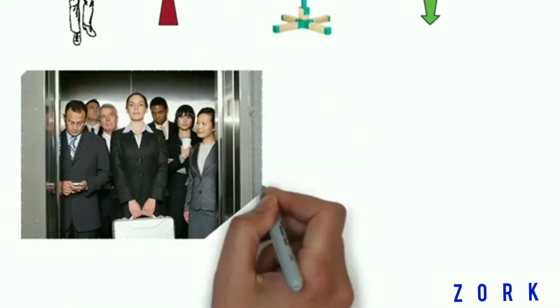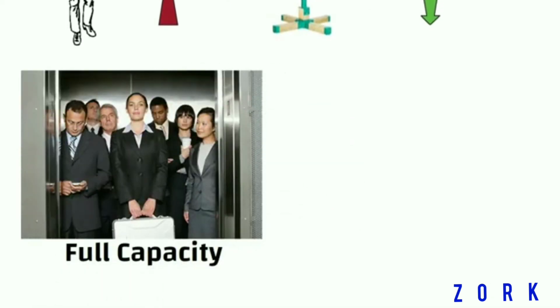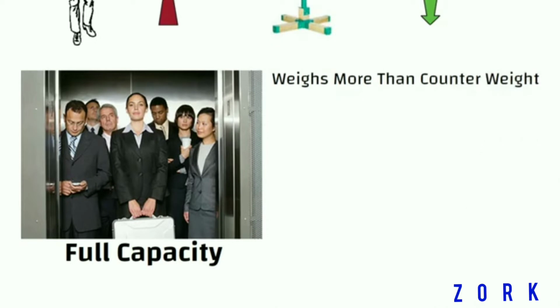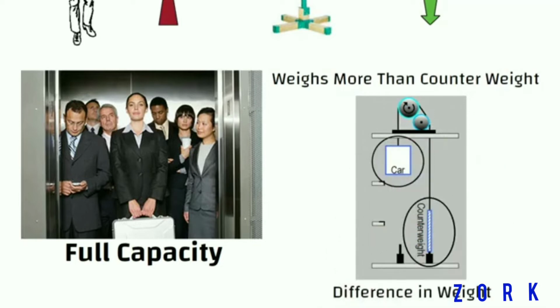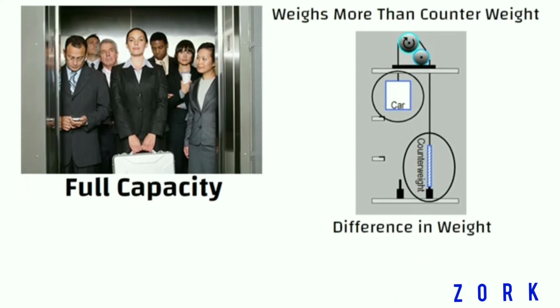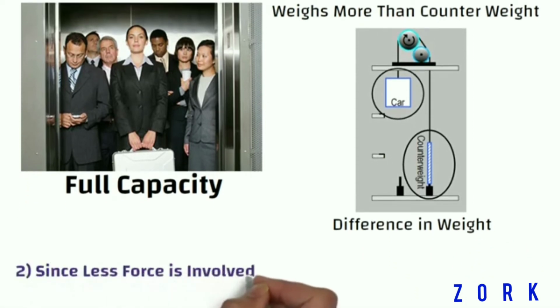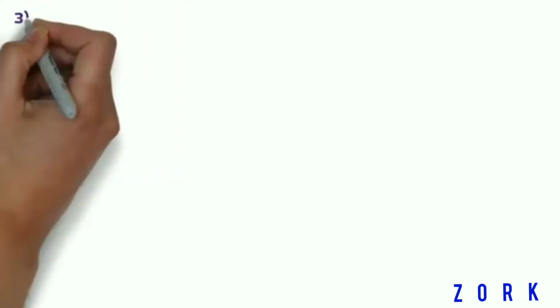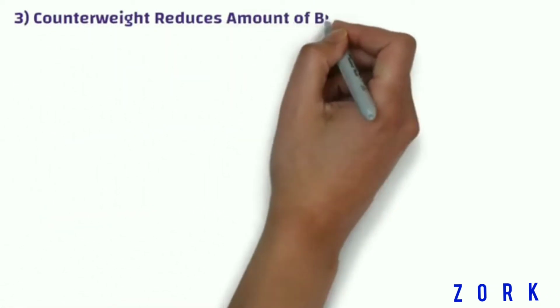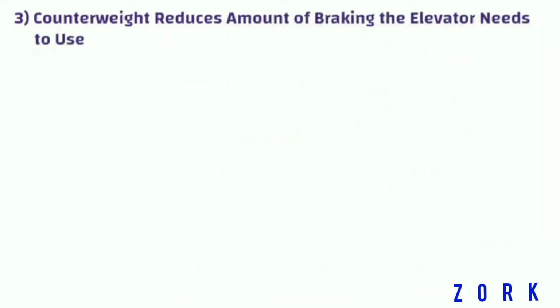Suppose the lift is loaded at its full capacity, which means it weighs more than the counterweight. But in this case, the motor has to lift the difference in weight between the two and supply a bit of extra force to overcome friction in the pulleys and so on. Since less force is involved, there is less strain on the cables, which makes the elevator a little bit safer. The counterweight reduces the amount of braking the elevator needs to use.